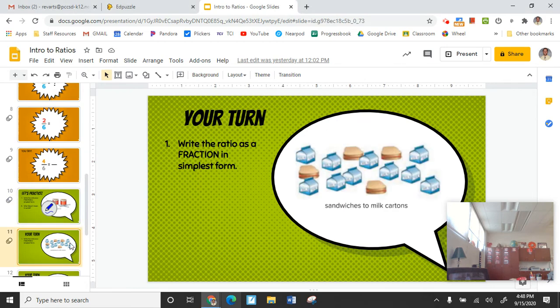Let's try another one. Your turn. Write this ratio as a fraction in simplest form. So you're comparing here sandwiches to milk cartons. So you're going to do our sandwiches first. Put it as a fraction.